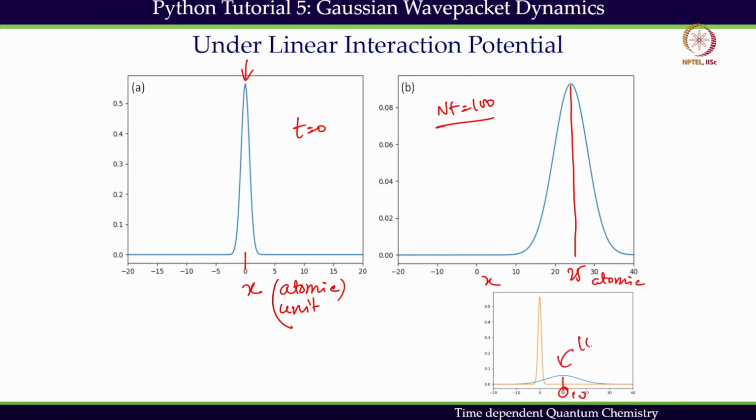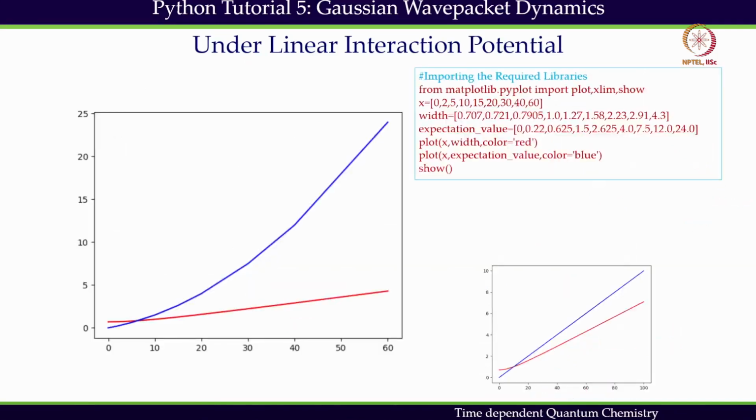This was at 10 atomic units, which shows that because of this slope in the potential, it is moving much faster. And if we keep collecting the values at different times and plot it, what we can see here is the average and variance plot as a function of time. So this is the variance and this is the average plot.